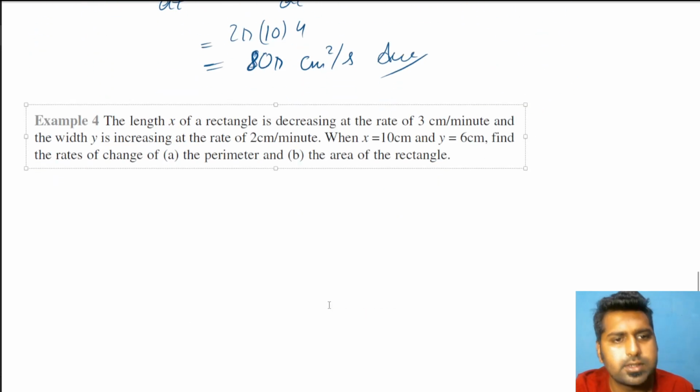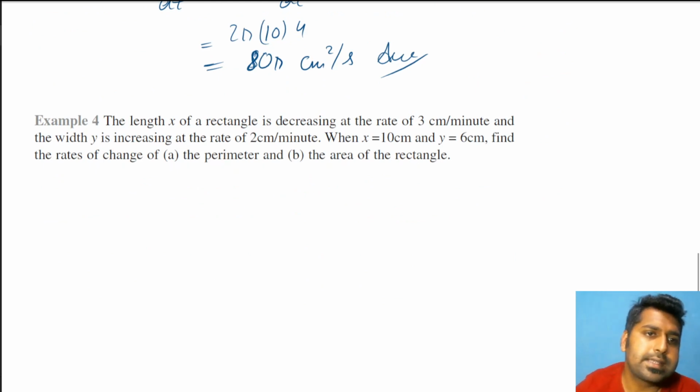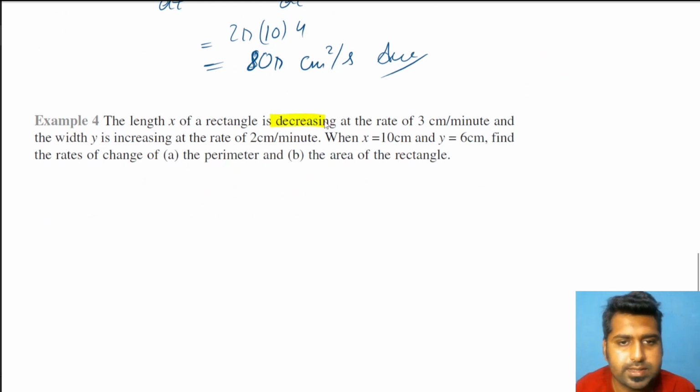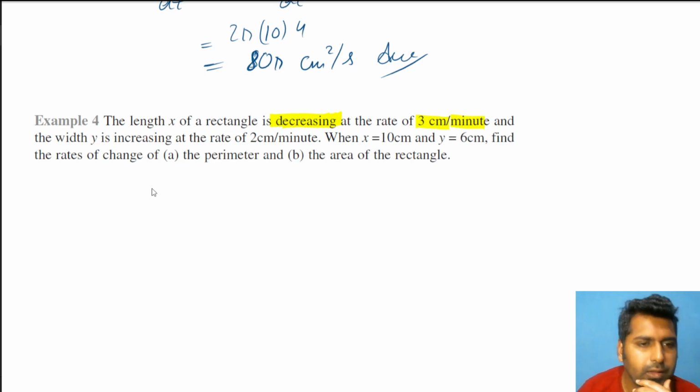Okay, this is it. Now the sense of increasing and decreasing will make more sense. You can see in this question, the question says that the length of the rectangle is decreasing at the rate of 3 centimeter per minute. So this time it has taken time in minutes, so not a problem. But width is increasing. So length is decreasing, width is increasing at the rate of 2 centimeter per minute.